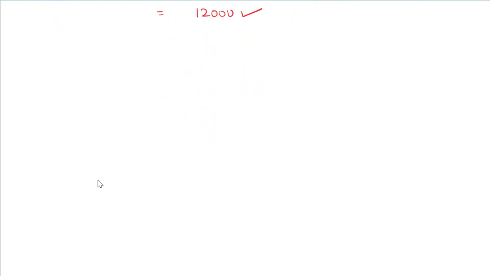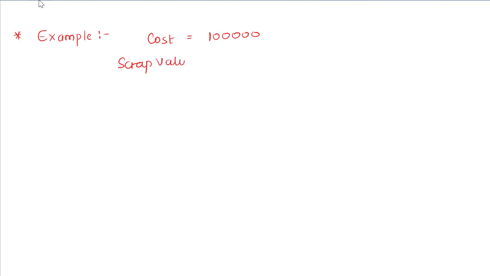Let us continue with another example. Kindly write the next example. Cost equals 1 lakh. Scrap value equals 30,000. Estimated life equals 7 years.